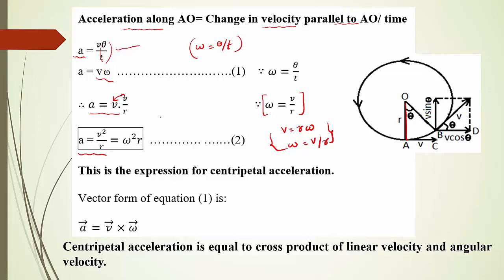Omega square into r means what here? a equals v square divided by r. V equals r omega, so v square is r square omega square divided by r. One r will get cancelled. So the remaining is omega square r.